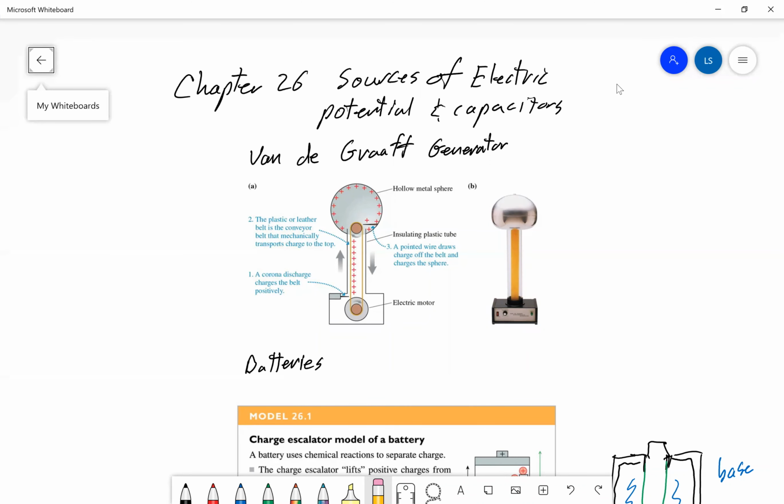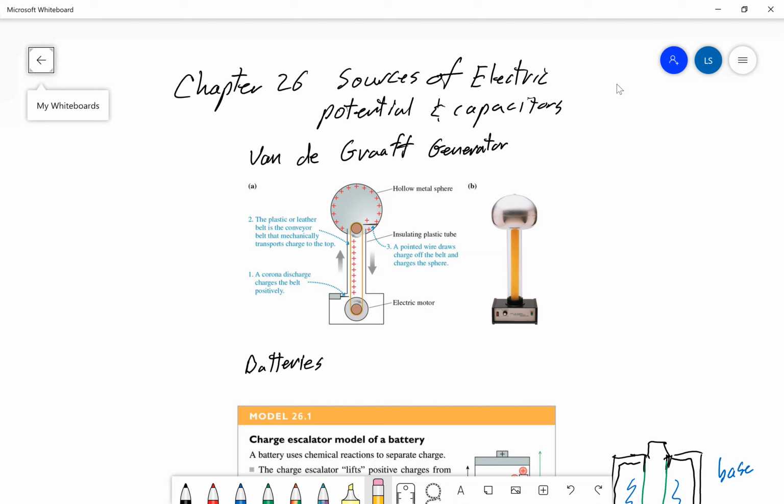Today we're talking about sources of electric potential and capacitors. Why are we talking about sources of electric potential? Because charges don't just spontaneously separate. You have to do something to get that separation. So we're going to talk about a couple of different ways that can happen.